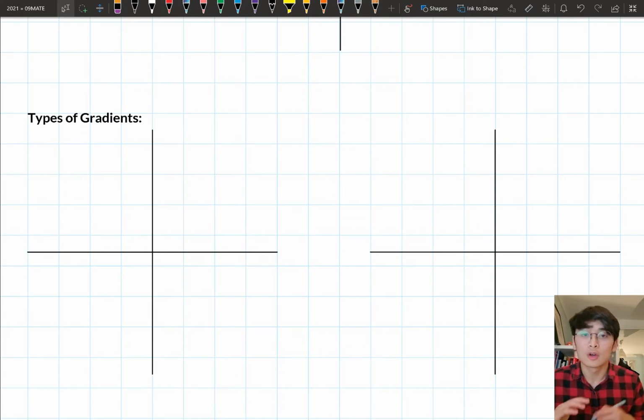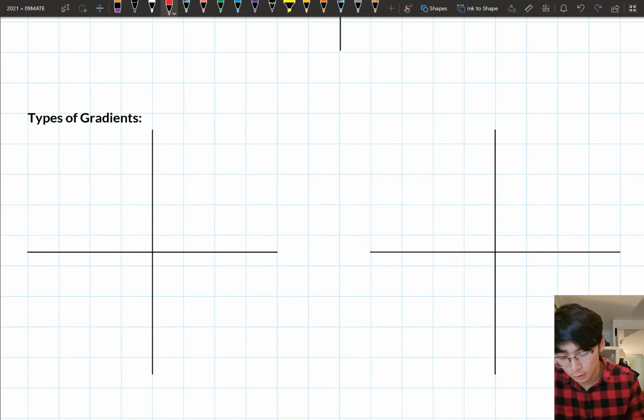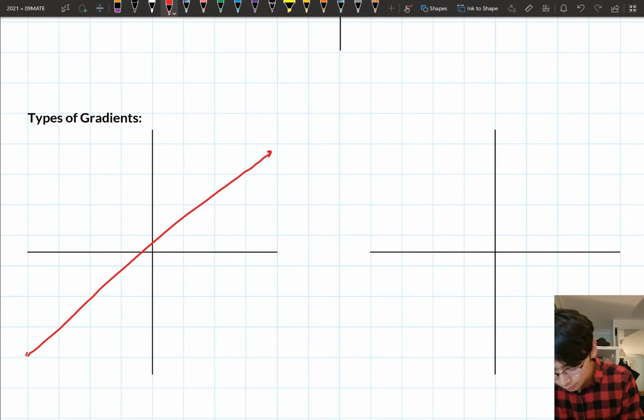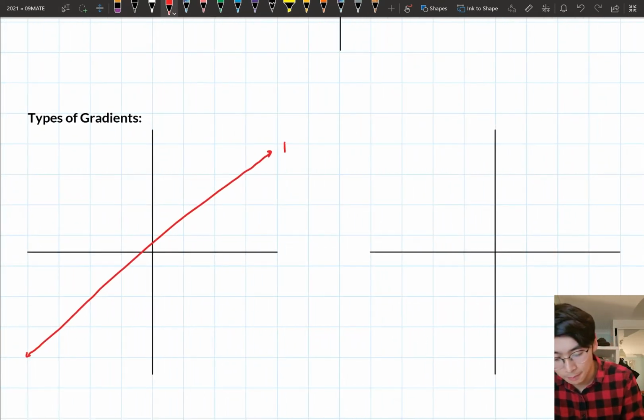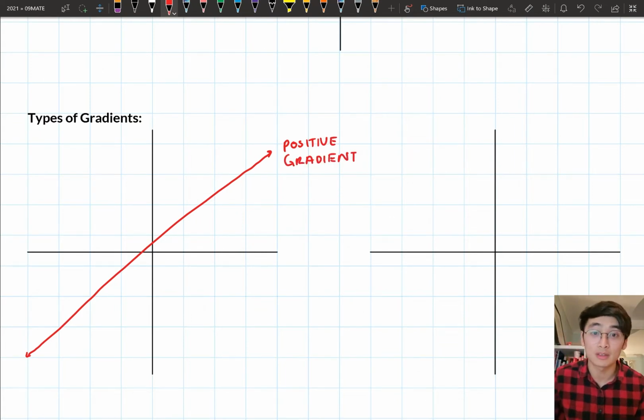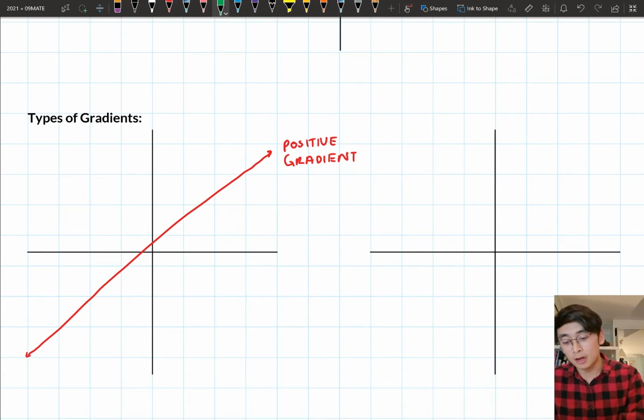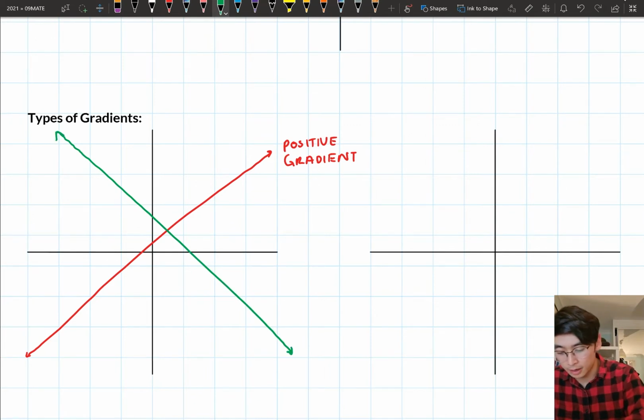What will happen is your gradients are going to fall into one of 4 different categories. Now, the first one is if your line looks like this. So it goes from bottom left to top right. This type of gradient means that our graph or our line segment has a positive gradient. So if it starts in the bottom left and goes to the top right, it means it has a positive gradient. If it goes from top left to bottom right, so down this way, this is a negative gradient.